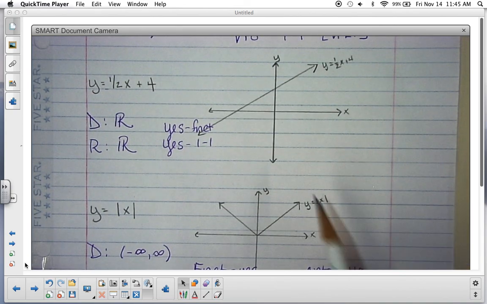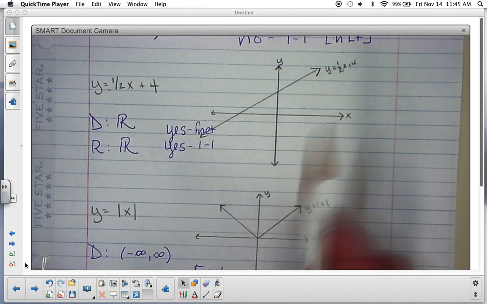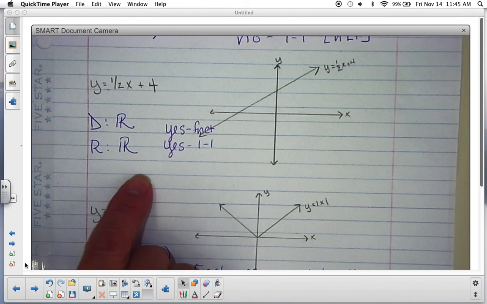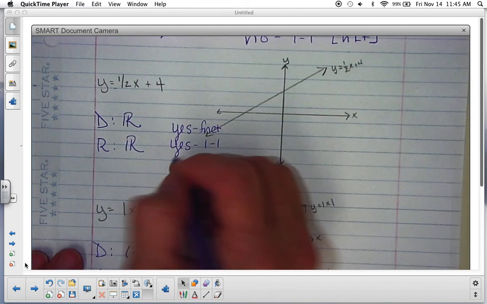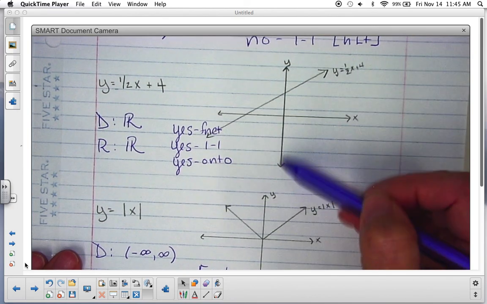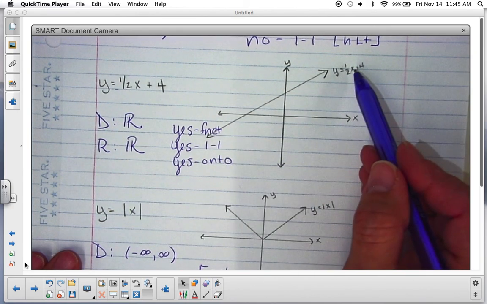When you look back at the line, is it going to hit all the y's, all the up and down? Even if I'm way, way down here, if I go over here, I would have a point on the line. So lines, the answer is yes for the onto. Because there's not this part of the graph where nothing happens. This goes up and down forever and ever.